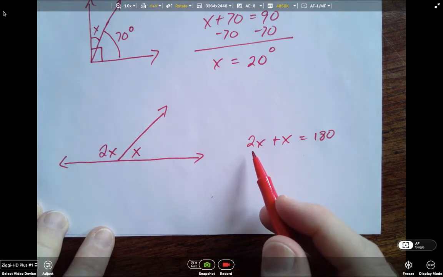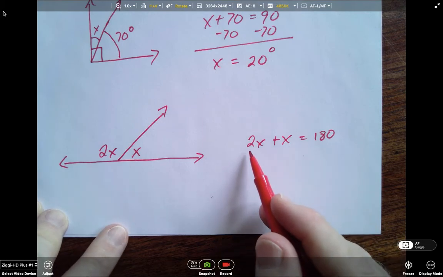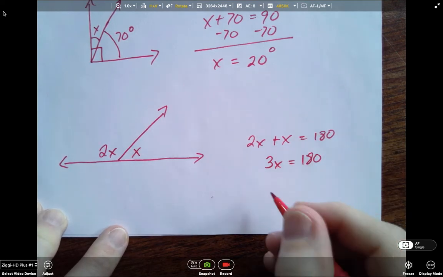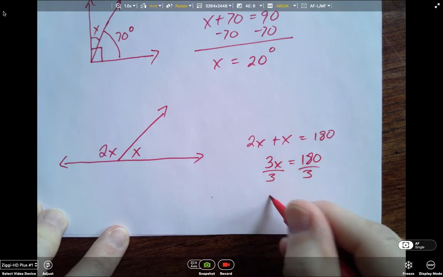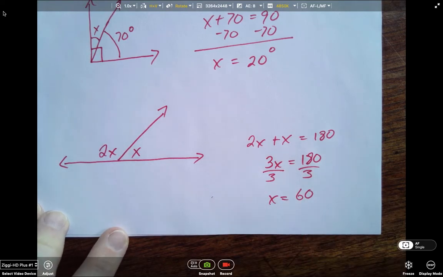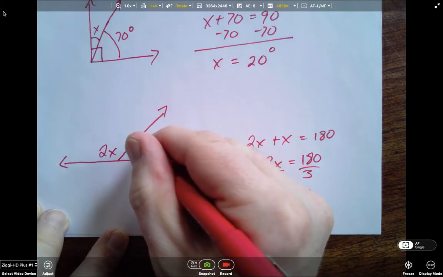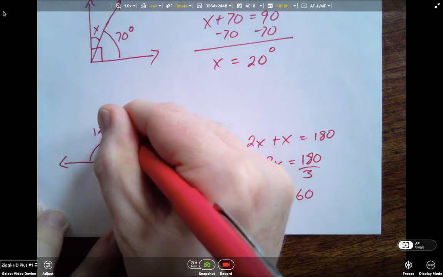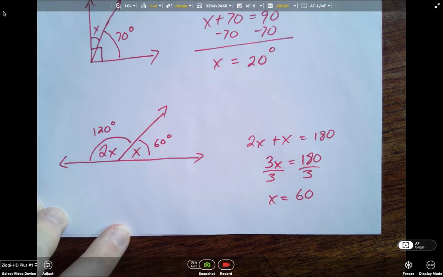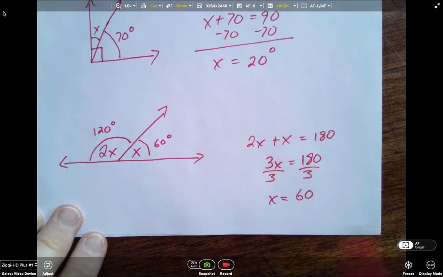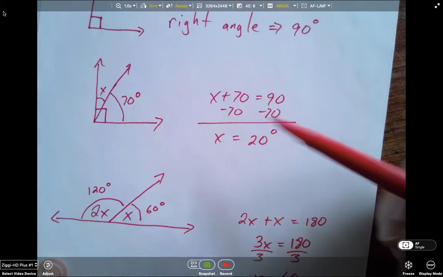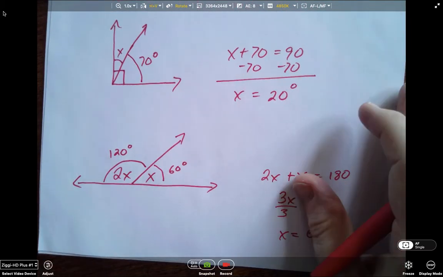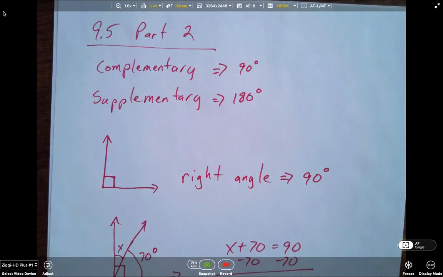All right, so in your head, 2 apples plus an apple is 3 apples. So 2x plus x is 3x. How do I solve for x? Divide both sides by 3. So x equals 60. So if we want to fill in our picture, this angle here is 60 degrees, and that angle there is 2 times 60, which is 120 degrees. So if we have supplementary angles, they add up to 180. If we have complementary angles, like here, they add up to 90. We're going to do some solving equations, which I know we know how to do because we've been working on that for a while, to figure out some angle measures.